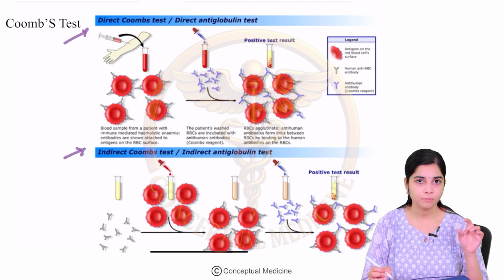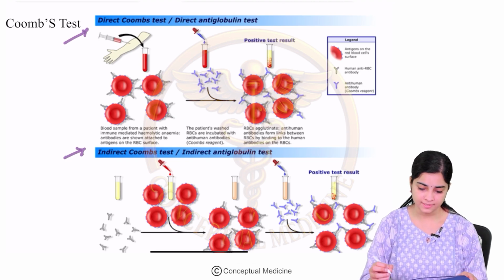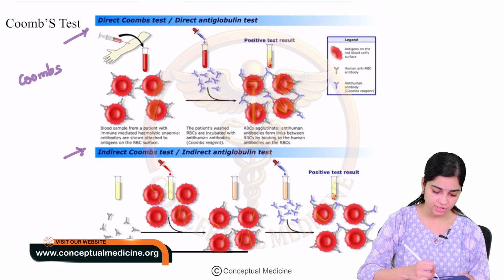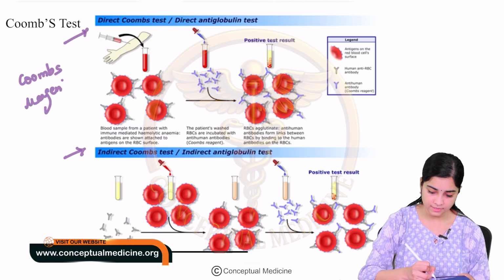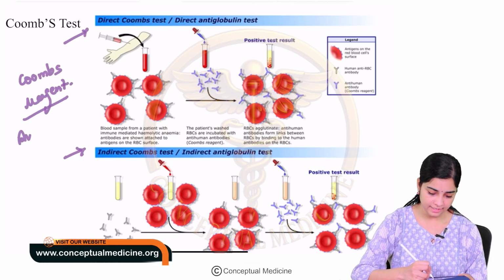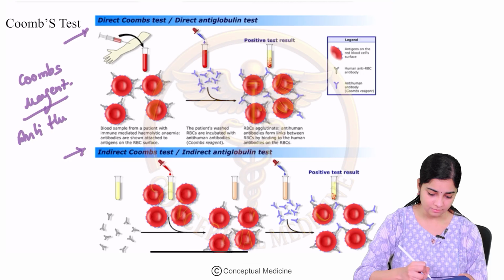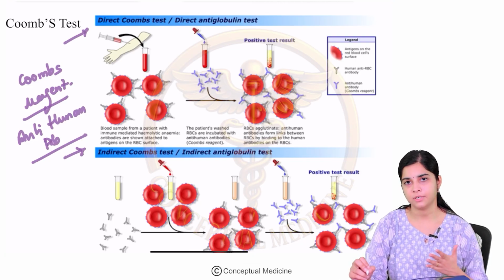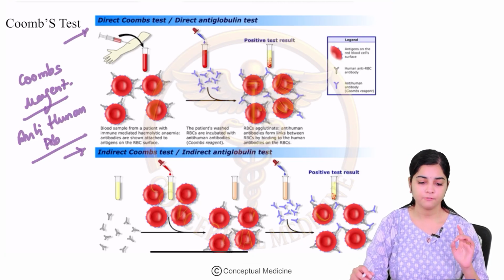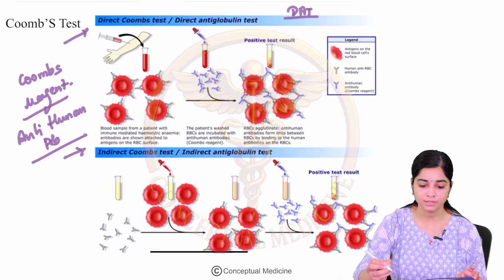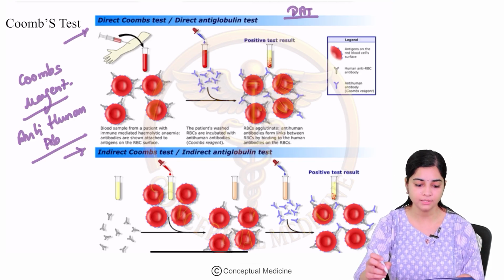Okay, so the most important thing that you have to understand here is something called the Coombs reagent. So what is this Coombs reagent? These are basically anti-human antibodies. Okay, so they basically identify the human cells and the antibodies work against that. So the first is called the direct Coombs test, or the DCT or DAT, direct antiglobulin test.